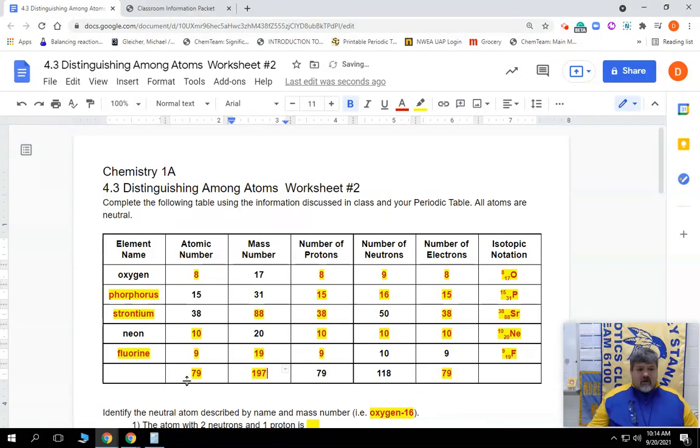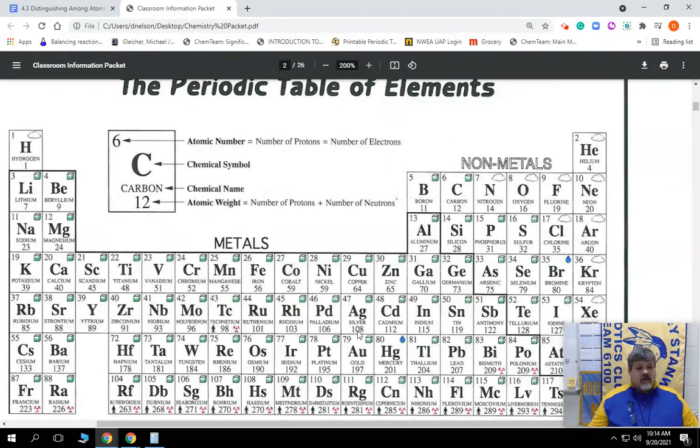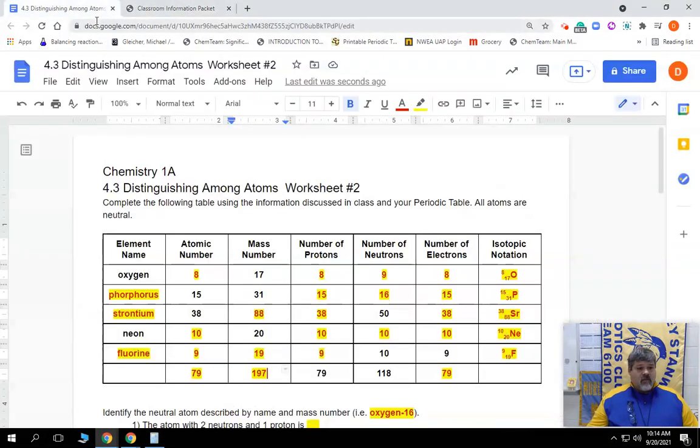Now, hopefully you already know what element this is. I do. It's gold. So let's go ahead and go back to the periodic table. Here it is. Au, gold. Yep. So it is gold. So let's go back, put in here. We're going to put in gold.